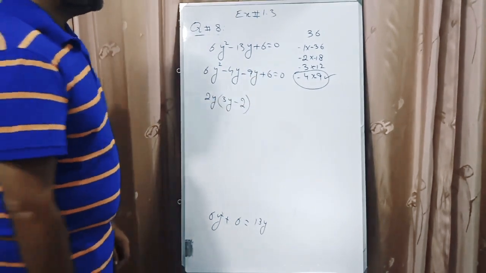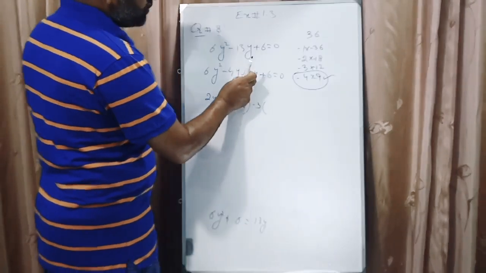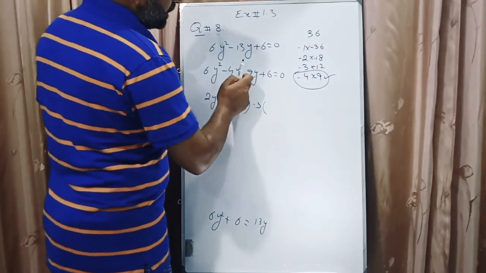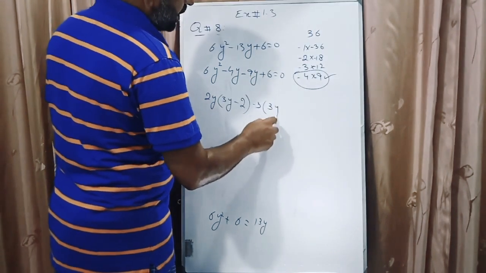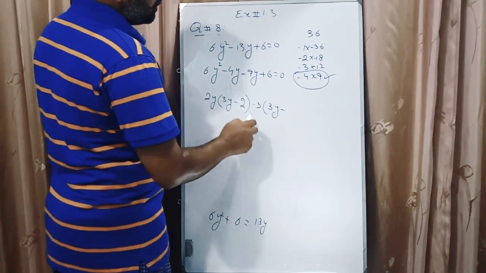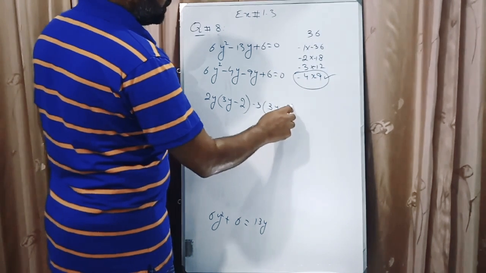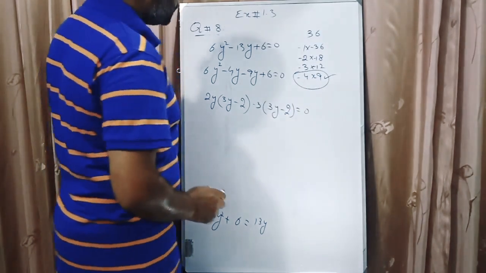From the last two terms, minus 3 is the common factor. When we take minus 3 from minus 9, the remainder will be positive 3y, and when we take minus 3 common from plus 6, the leftover will be minus 2, that is equal to 0.